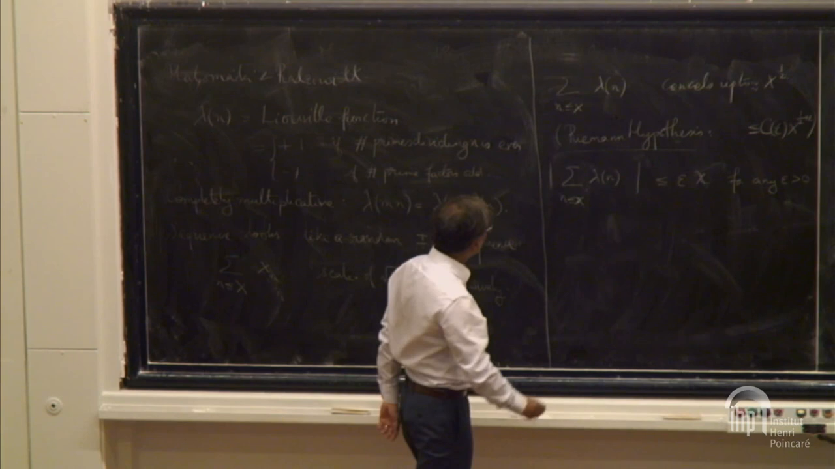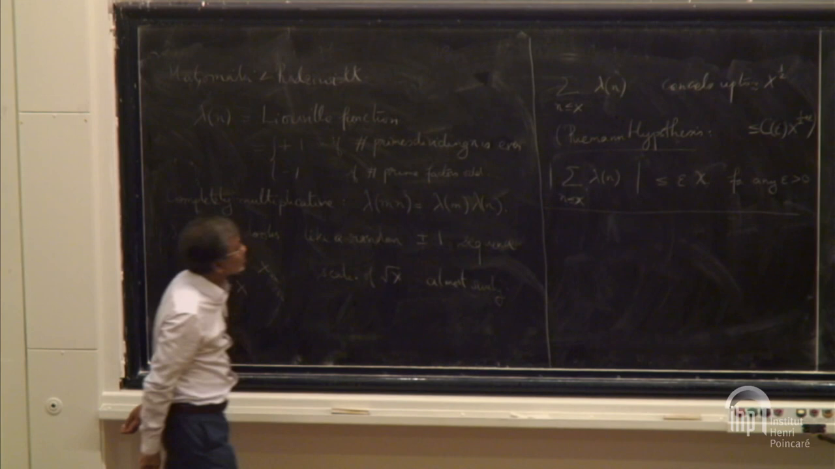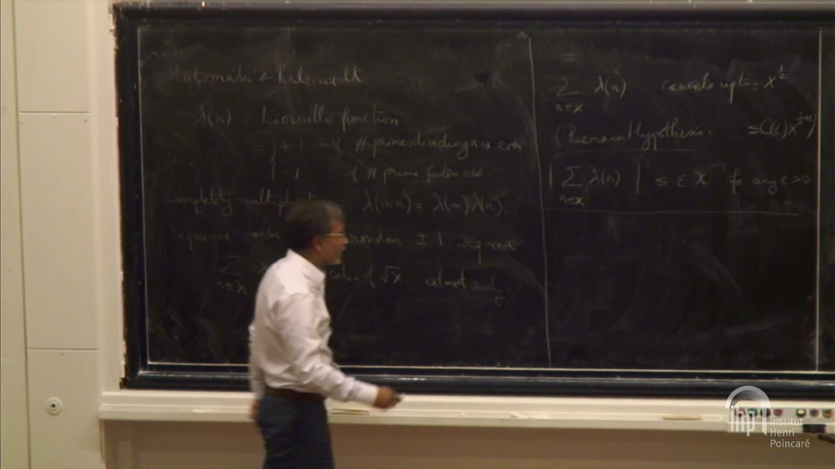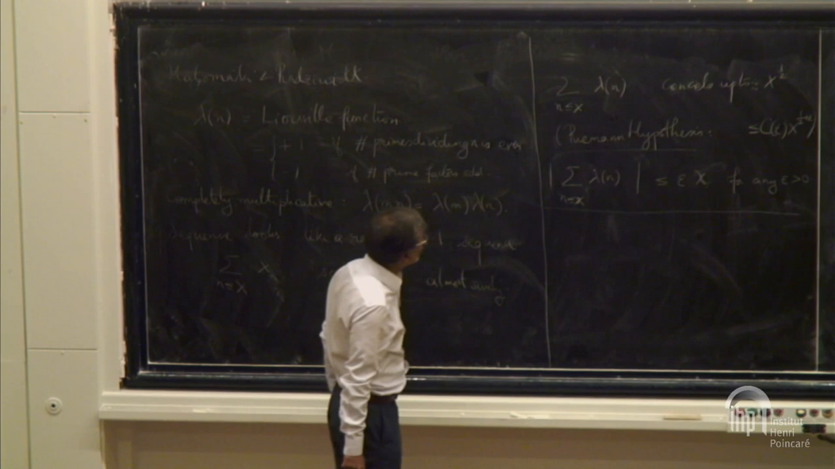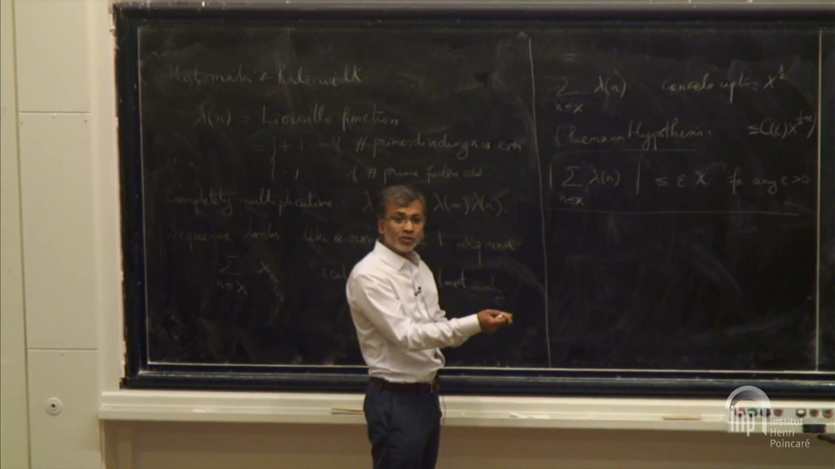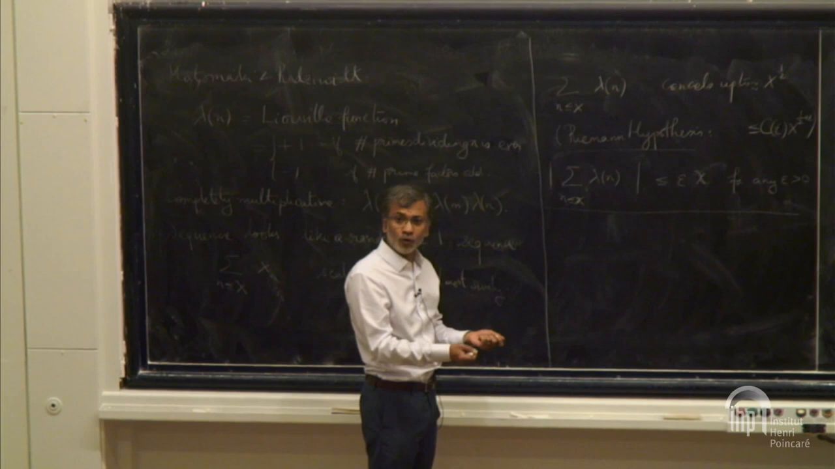Okay, now, another way in which you can imagine that a sequence is random is to look at the patterns of signs that appear. So we know that half the time lambda of n is plus 1 and half the time it's minus 1 from this result. And we can ask, what happens if you look at the patterns of two consecutive values of the Liouville function? How likely is it that you get two pluses in a row or two minuses in a row, or a plus followed by a minus, and so on?